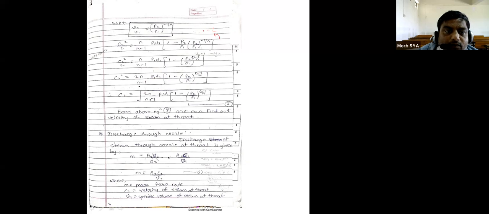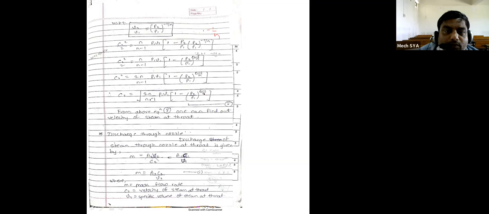And therefore, C2 is equal to square root of 2n upon n minus 1, P1 V1 into bracket 1 minus P2 upon P1 raised to n minus 1 upon n. So from this equation one can find out the velocity of steam at throat.